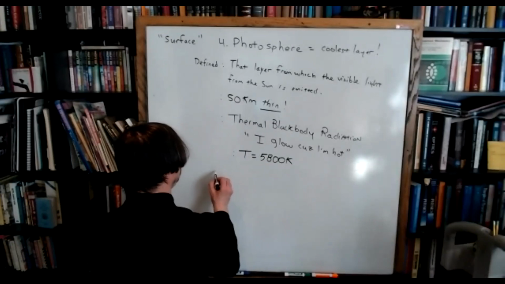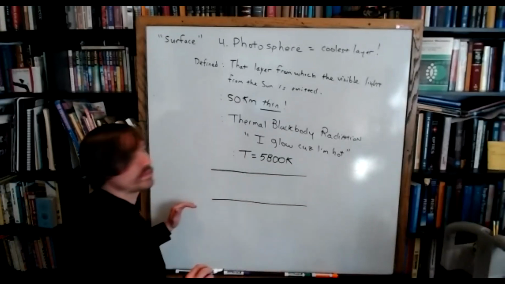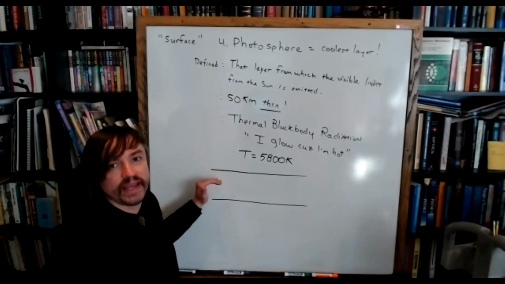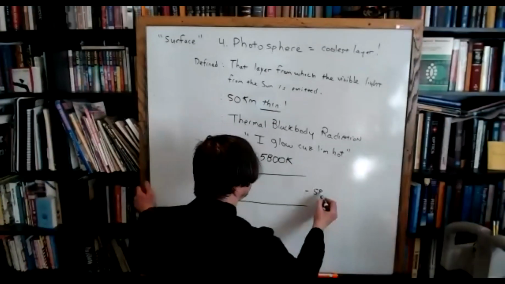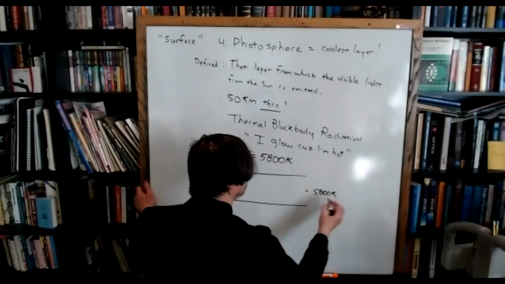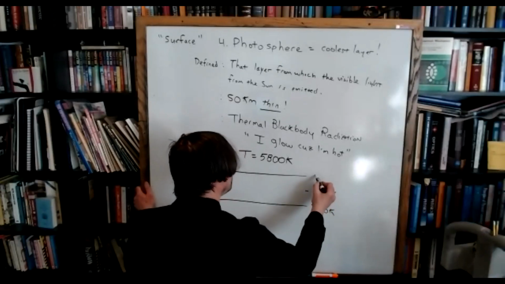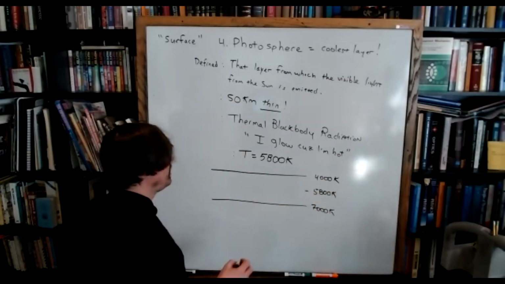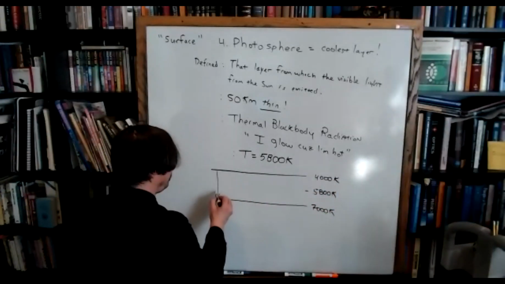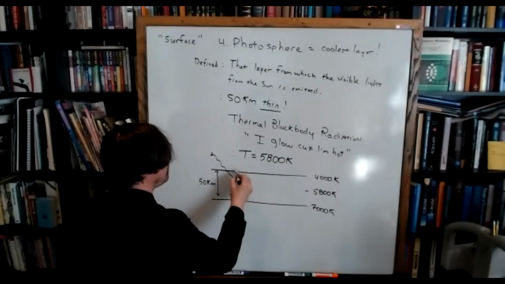In fact, if you were to look at the photosphere as what an astronomer calls a parallel plane atmosphere, the medium temperature is 5,800 Kelvin. Probably the bottom temperature is close to 7,000 Kelvin, and the top is probably closer to around 4,000 Kelvin, something like that. And so this, of course, is your 50 kilometer thick layer. And radiation is being produced at all depths in this layer.